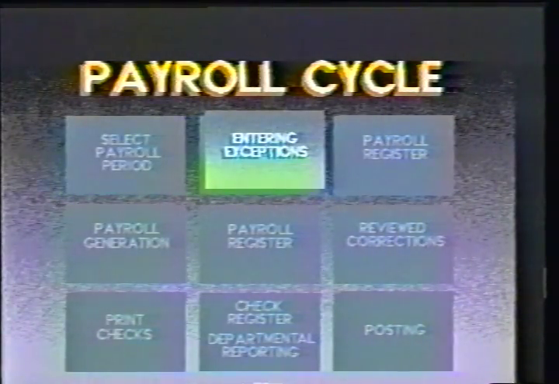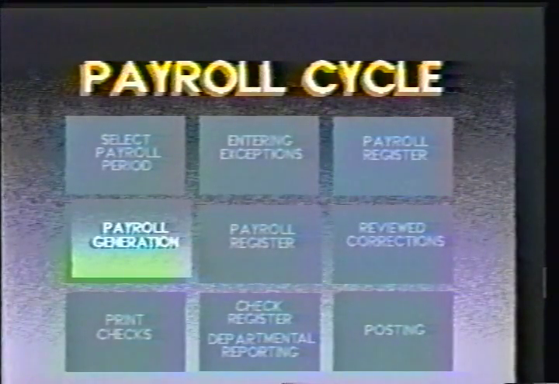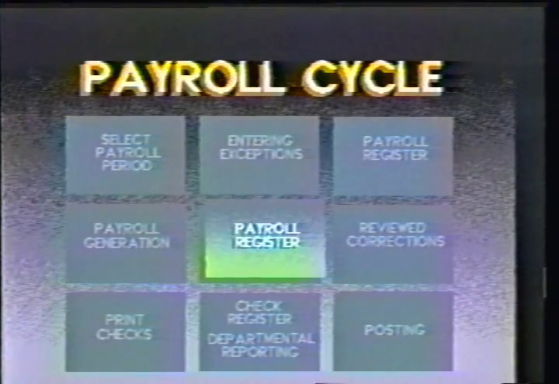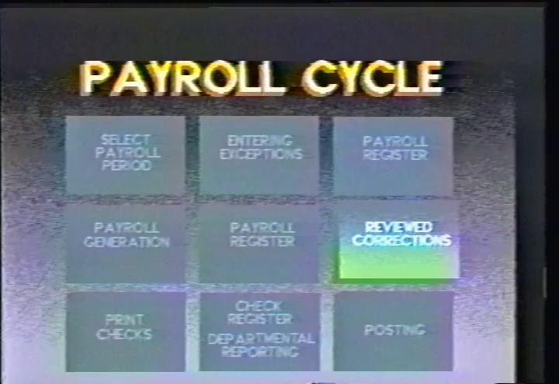Chapter 4 introduces the payroll process, beginning with data entry and concluding with posting. Start the process by entering only the exceptions that have occurred in the current payroll period. Exceptions include bonuses, sick time, vacation time, and overtime. Print a payroll register to verify that all of the exceptions have been entered. The automatic generation routine will calculate the normal earnings as well as all liabilities and deductions. Print the payroll register again to verify the automatic generation calculations.